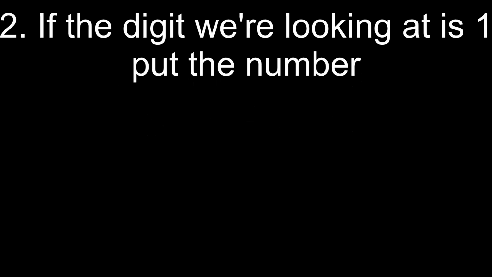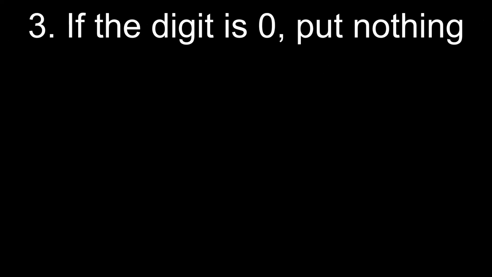I think that we can have three major takeaways from this. We add a 0 for each digit that we shift to the left. Like I showed you guys, for each line, we add a 0. If the digit we're looking at is 1, just put the number. And if the digit is 0, put nothing.